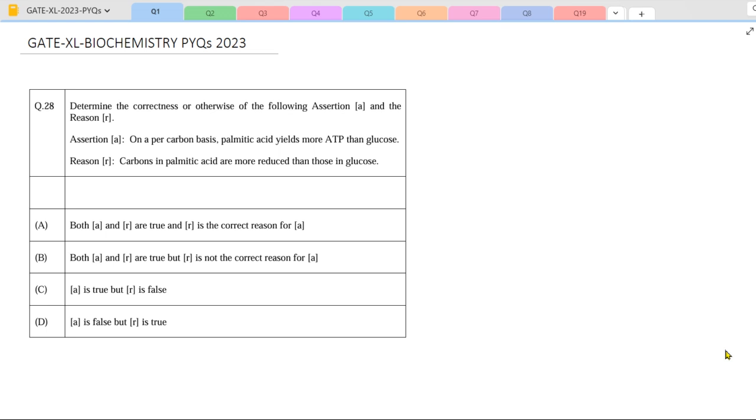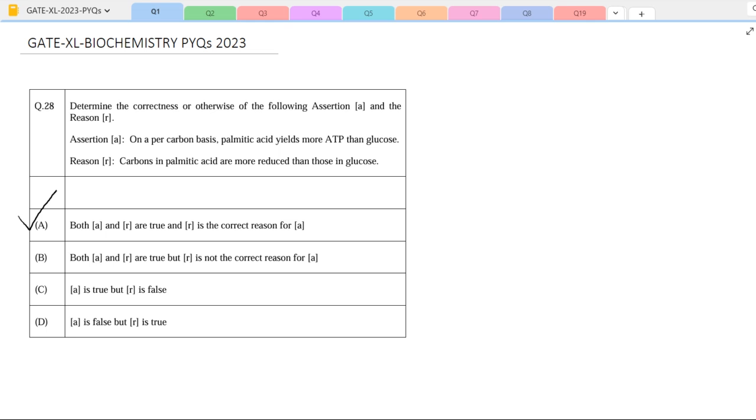reason R. So the assertion is on a per carbon basis, palmitic acid yields more ATP than glucose. The reason is carbons in palmitic acid are more reduced than those in glucose. So the correct answer here is option A. That is, both assertion and reason are true, and the reason is the correct reason for the assertion.